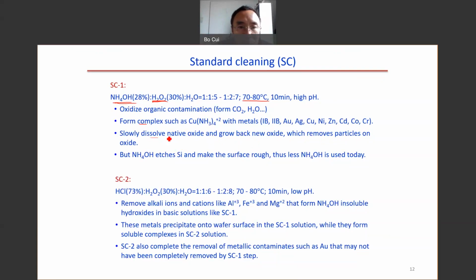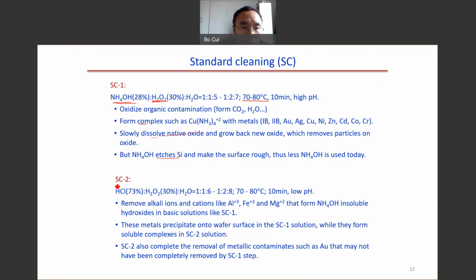But this process, dissolving native oxide and growing new oxide, can repeat again. This means it etches silicon, so the surface will become rough. So nowadays we use less ammonium hydroxide. So this is SC1, RCA cleaning step 1.